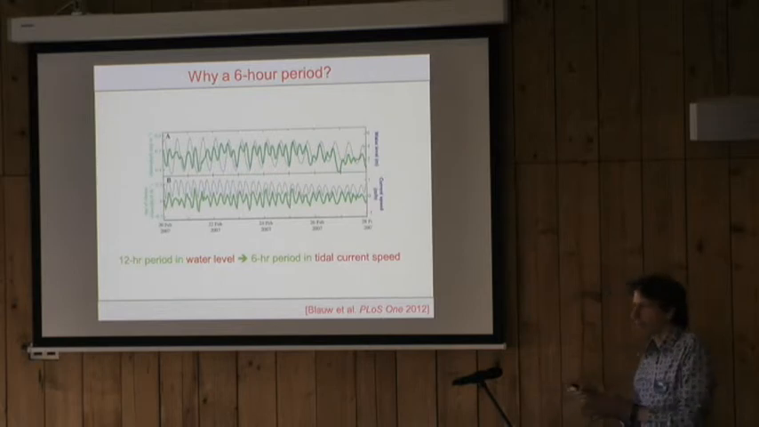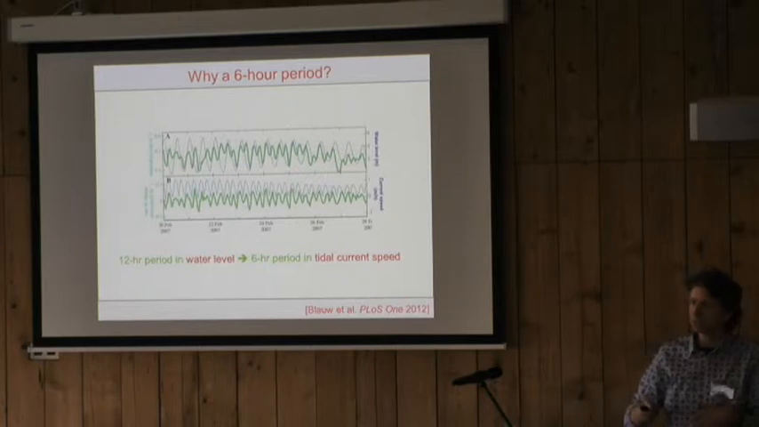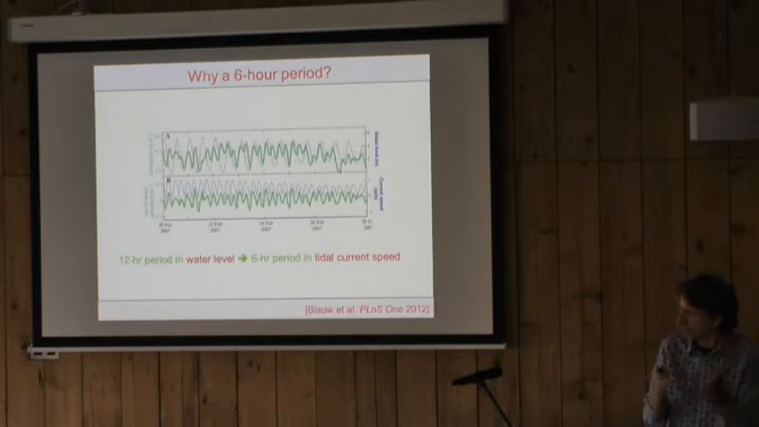So every time that there's a high tidal current speed, there's a lot of turbulence in the water. And what happens is that the phytoplankton is mixed upwards into the water column. And every time you have a tidal slack, so when the current speed is very low, then the phytoplankton sinks out again.